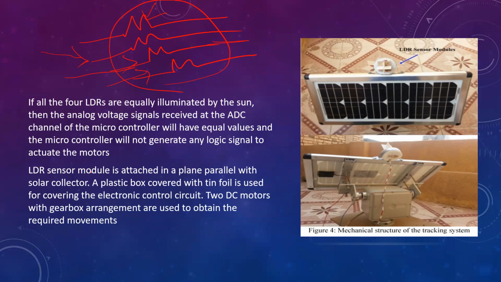The LDR sensor module is attached to the panel with the solar collector. A plastic box covered with tin foil is used for covering the electronic circuit. Two DC motors with a gearbox arrangement are used to obtain the required movements. As we can see, this is the mechanical structure of the tracking system. Here, this is the tin foil cover box which covers the electrical components. As you can see, it can move bidirectionally, according to the angle or horizontal.